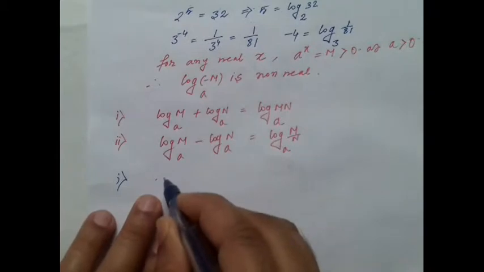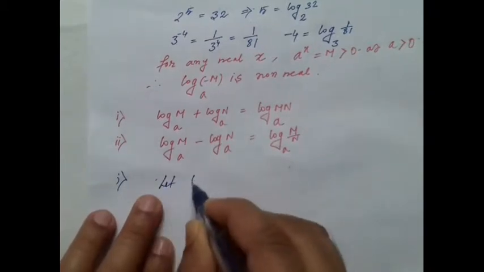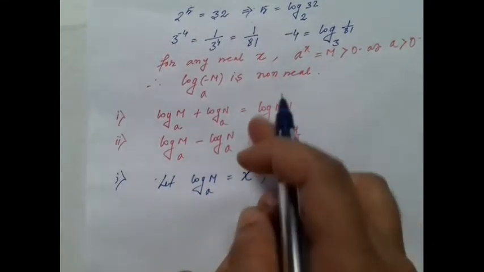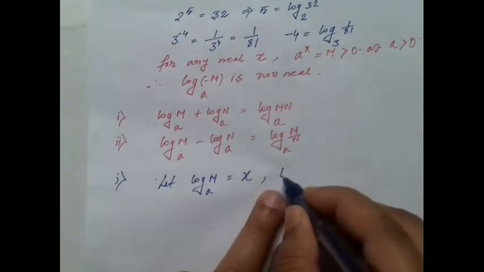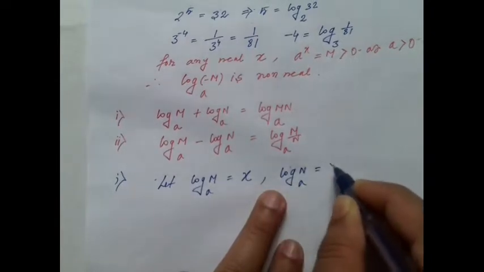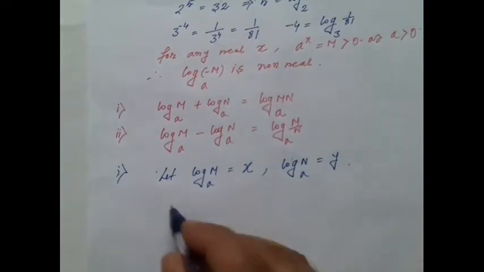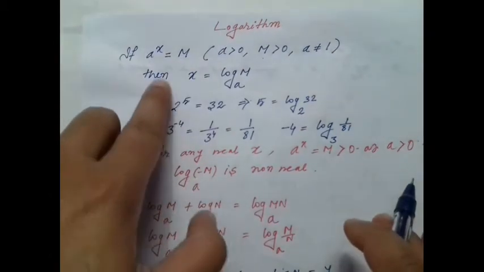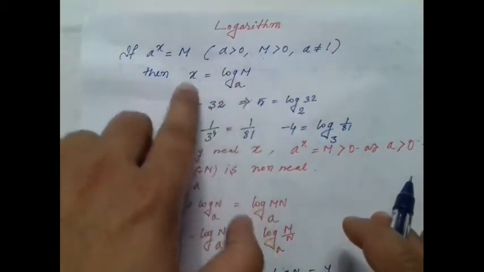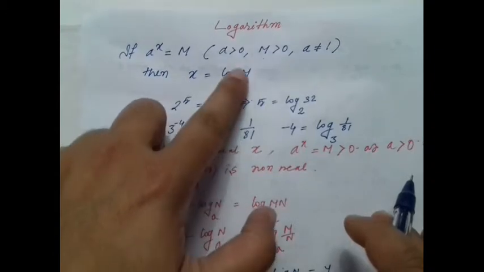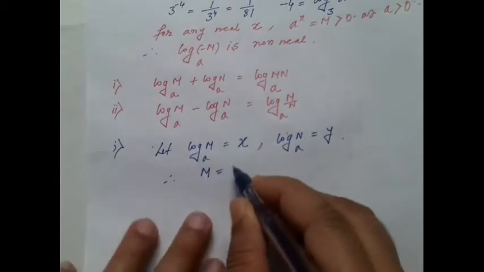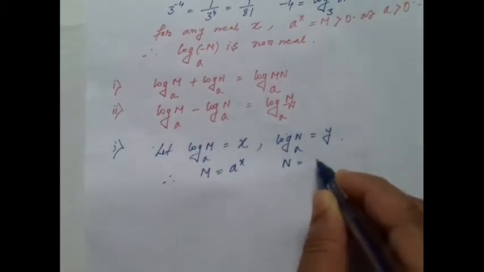To prove 1, we have to take let log m to the base a equals x. For both of them, 1 and 2, we'll prove by this, and log n to the base a equals y. Therefore m equals a to the power x, as we have got from the definition: a to the power x equals m, then x equals log m to the base a, and conversely, if log m to the base a equals x, then m equals a to the power x. So here m equals a to the power x, n equals a to the power y.